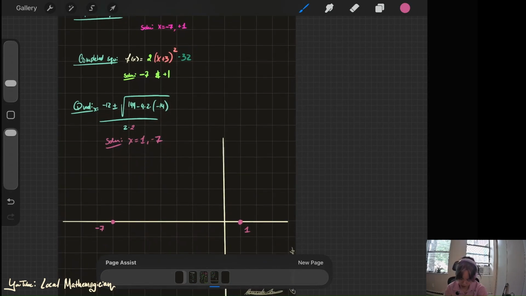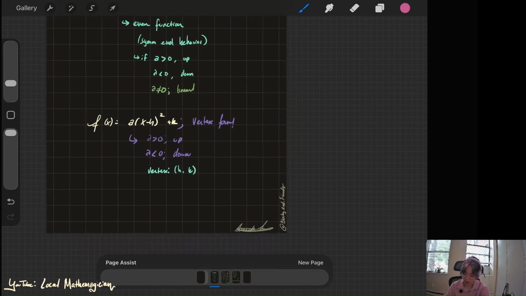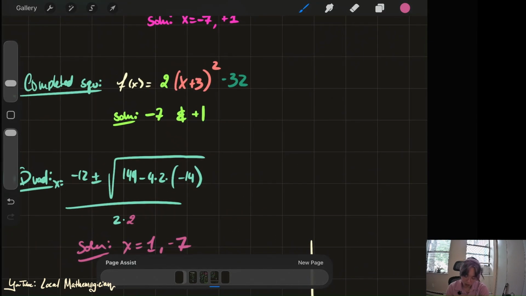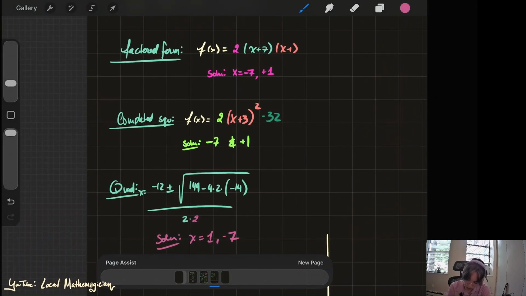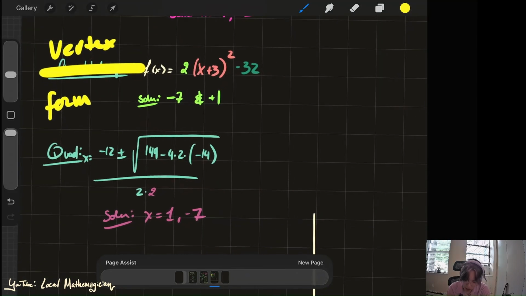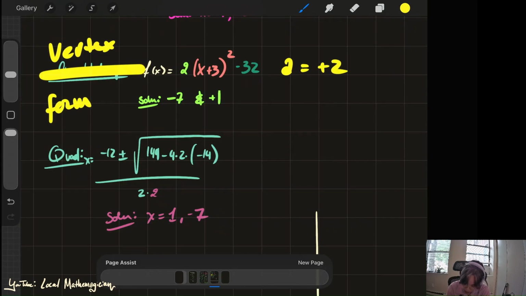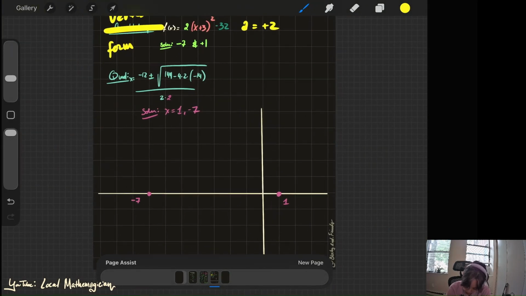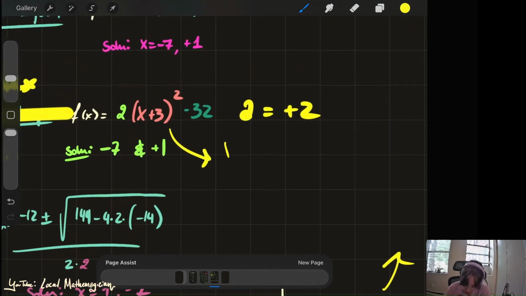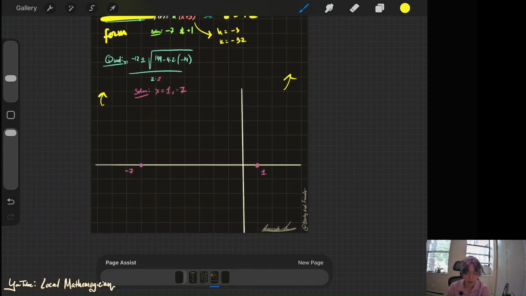What does vertex form tell you? Vertex form is a(x minus h) squared plus k. What is your a? A is equal to positive 2, which means your parabola opens up. You know it does this. And h is equal to negative 3. K is equal to negative 32. And that's your vertex.